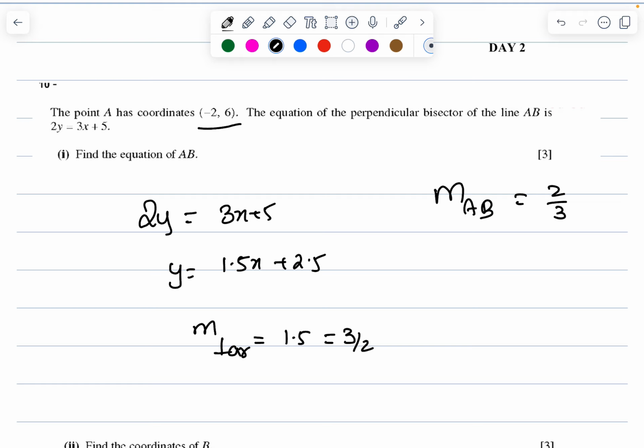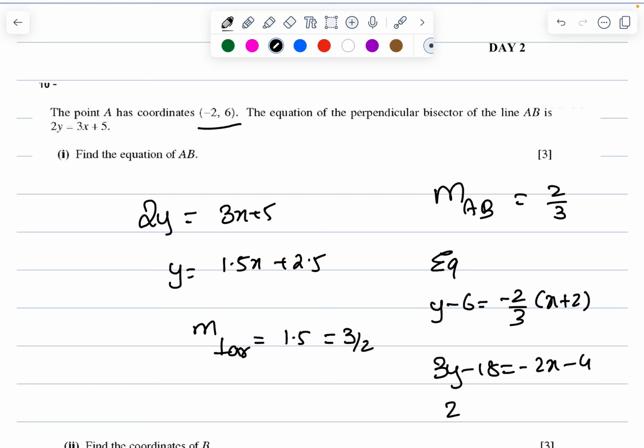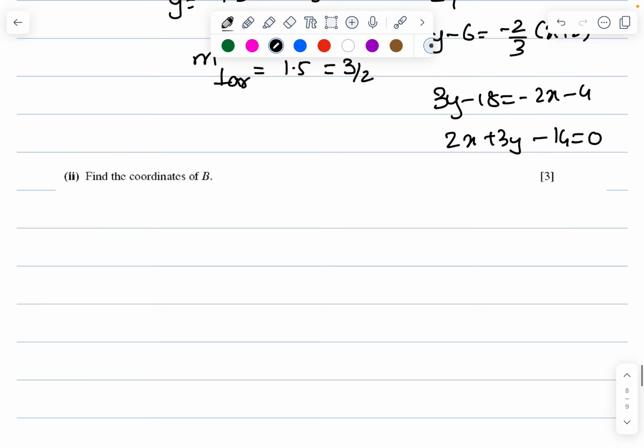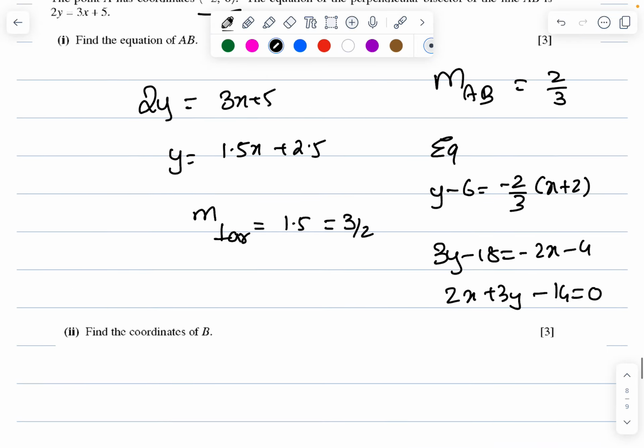A is minus 2, 6. So the equation will be y minus y1 equals to minus 2 by 3 times x minus x1. So it becomes 3y minus 18 equals to minus 2x minus 4. 2x plus 3y minus 14 equals to 0. Find the coordinates of B.